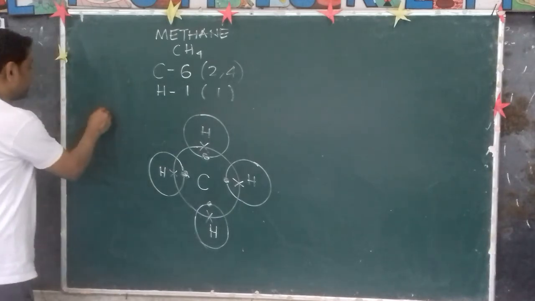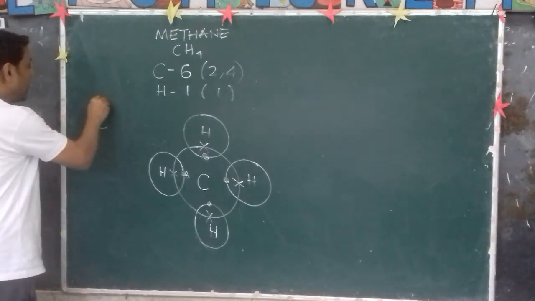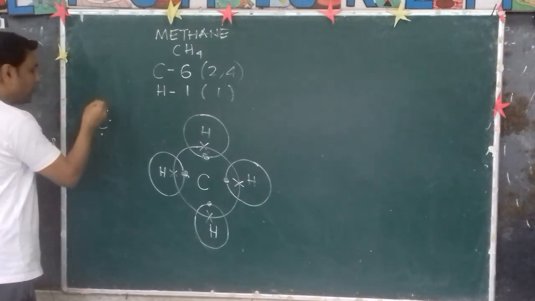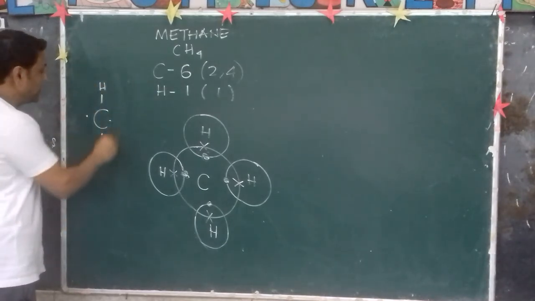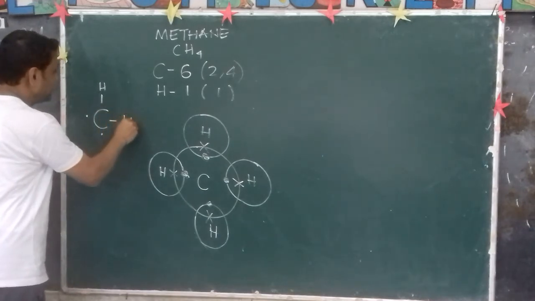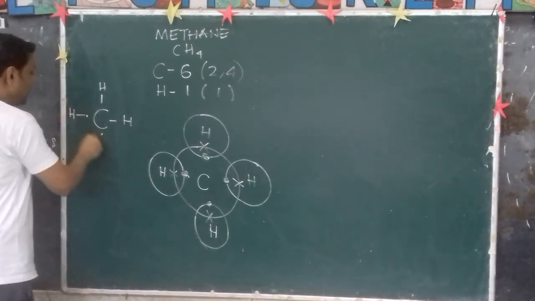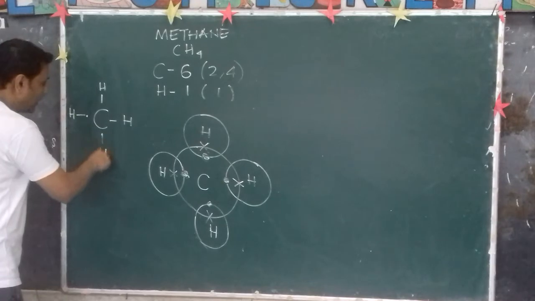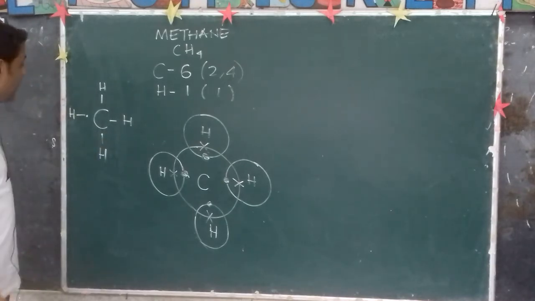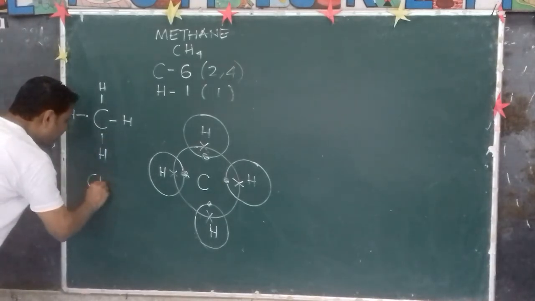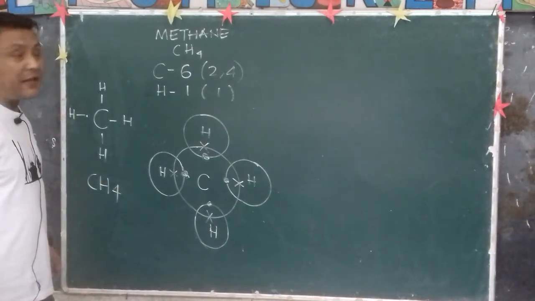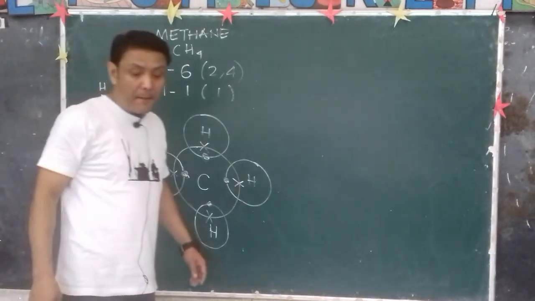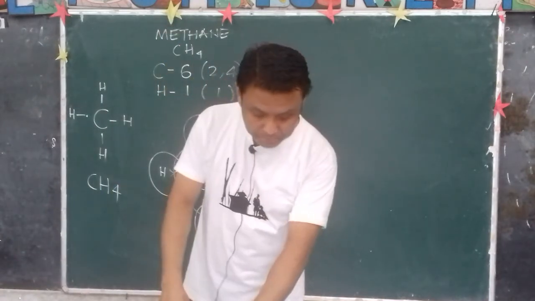So, carbon has 4 electrons in the outermost shell. It will share one electron with hydrogen, another electron with hydrogen, another electron with hydrogen, and the last electron with another hydrogen atom. So therefore, this is the formation of the methane molecule. It's a non-polar covalent compound.